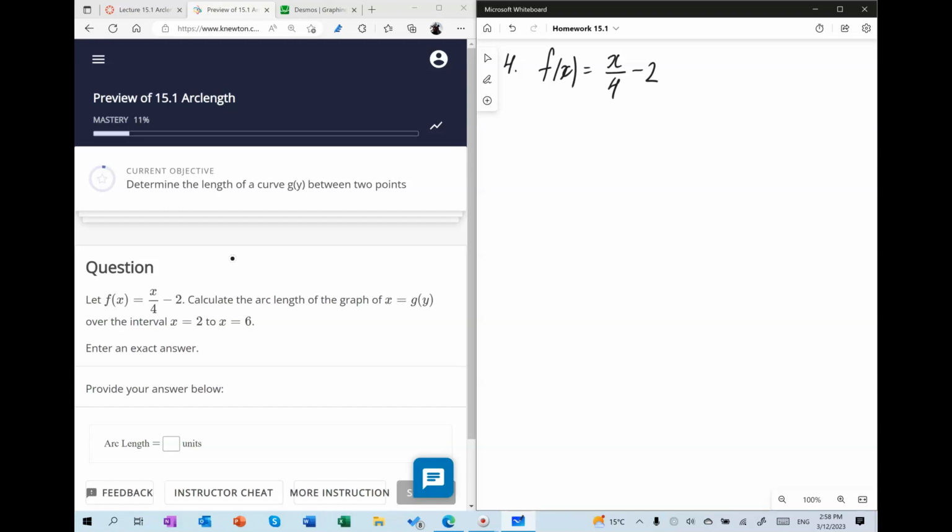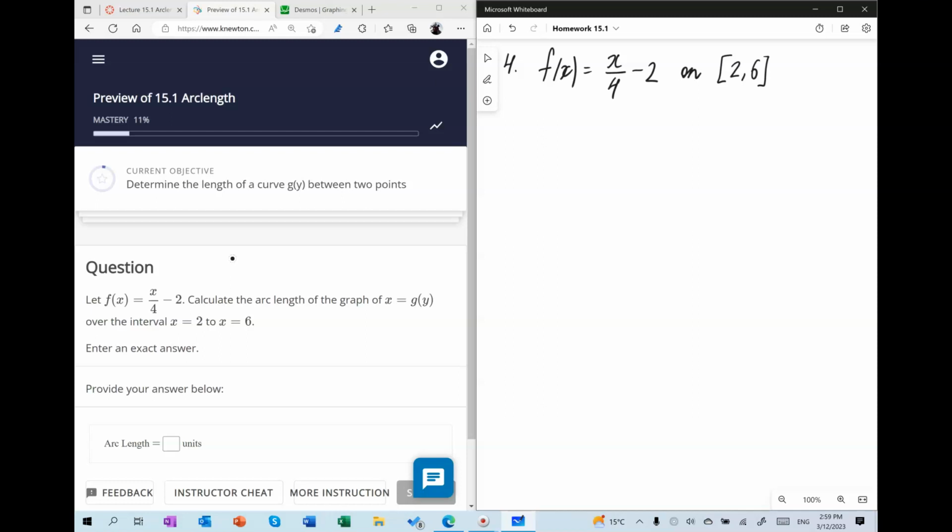So in this case, the task is kind of confusing. The domain is given to us in terms of x, but they're asking, for some reason they throw in this x equals g of y thing in there. So let's do it the most intuitive way first, and then I'll address what I think they mean by asking to consider the graph of x equals g of y.